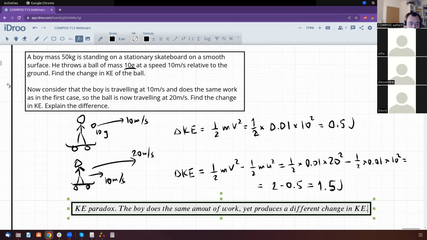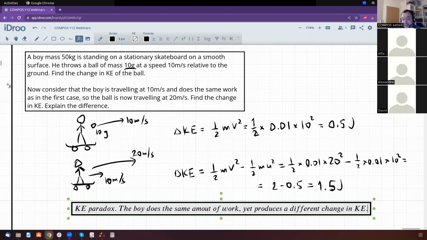Because there's no friction, there are no external forces, but we are given the mass of the boy. Work is force times distance. Sam, you're onto something. Yeah, it's the same force acting over a bigger distance. This is one way to resolve this paradox.